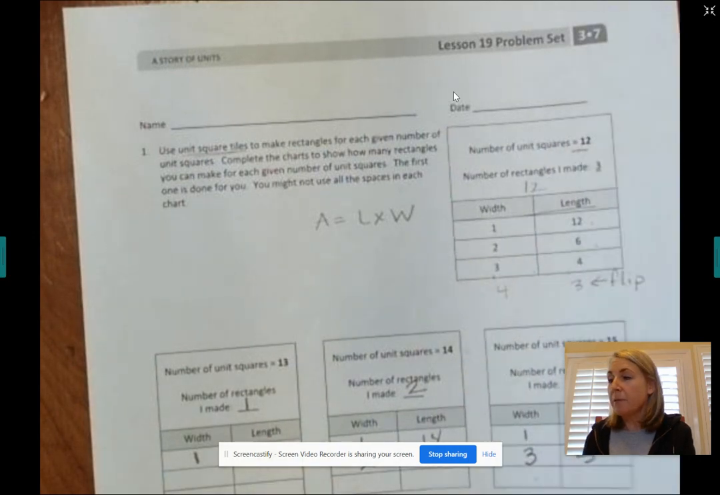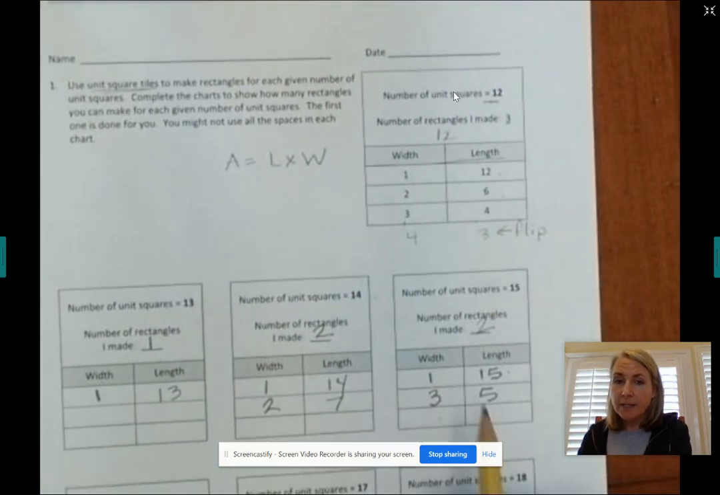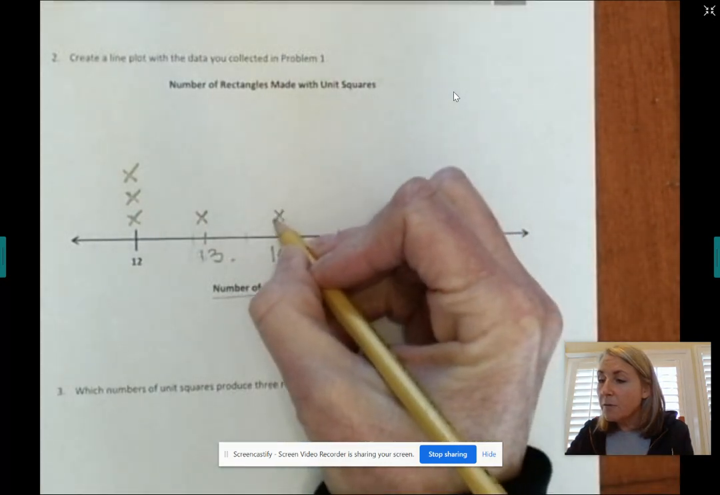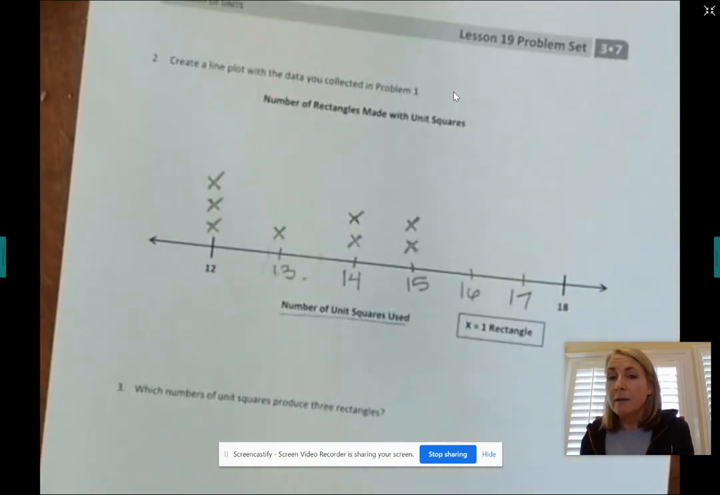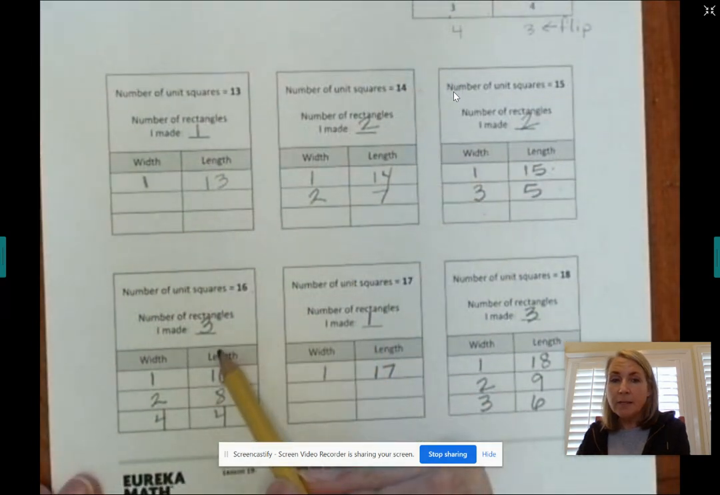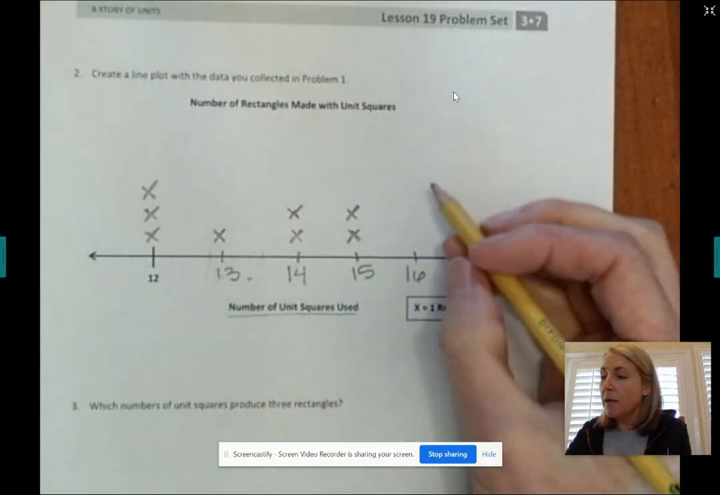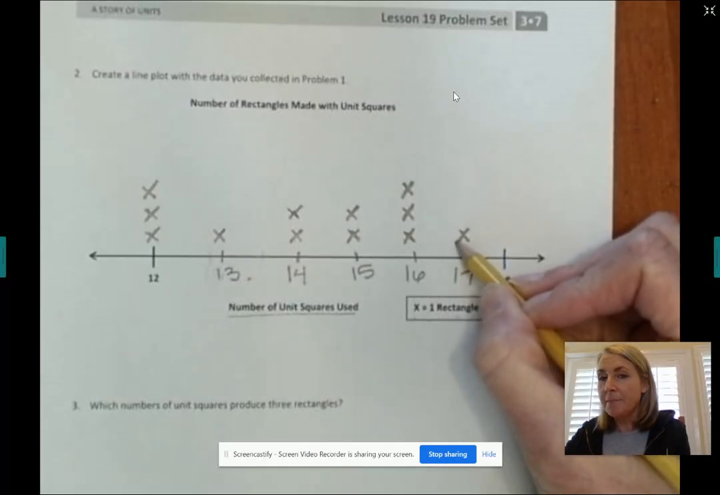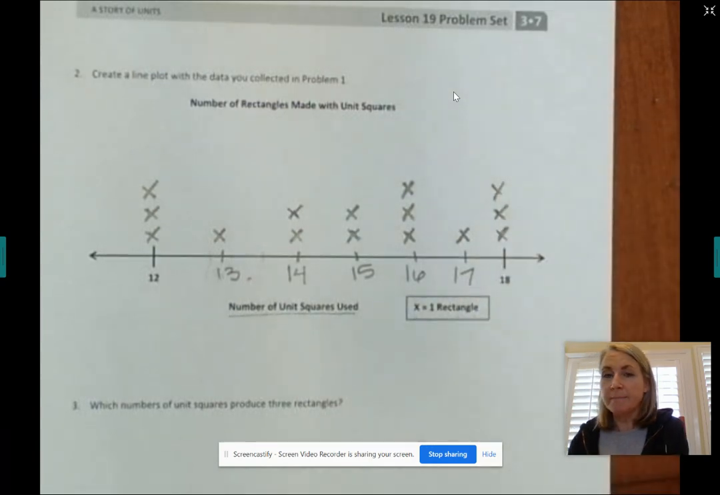13 was prime, right? So that was only 1 rectangle. So again, I'm trying to keep them somewhat level. 14, you have to keep flipping back and forth, had 2. 15 had 2. So these 2 should be hitting in about the same spot. It's okay if it's not perfect, but again, line plots are a tool to use to compare data points. So 16 gave me 3, 17 gave me 1, 18 gave me 3. So I've got 3 here, 1 for 17 because it's a what? Yes, prime. And then 3 for 18 because it's a what? Yes, a composite.